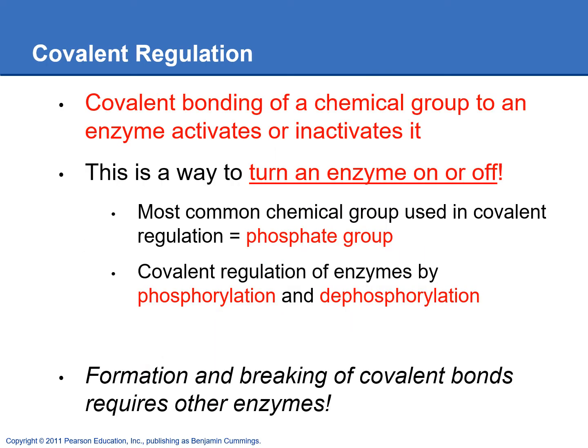Covalent regulation, this is new. I don't think you've learned about this before, but this is just another on-off switch for the enzymes. And this is, we're going to be taking a chemical group, a lot of times a phosphate group, and covalently binding it with a covalent bond to the enzyme, and that'll change the shape of the active site and either turn the enzyme on or off.